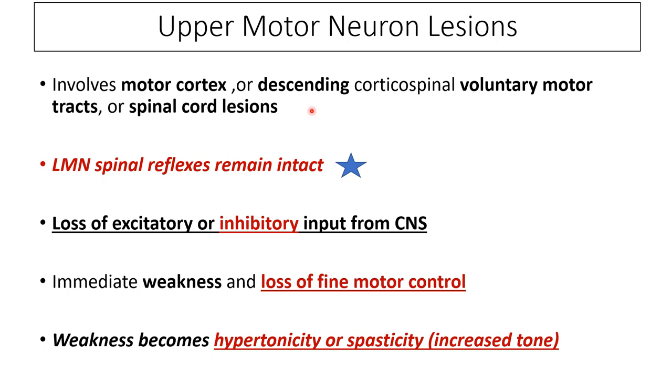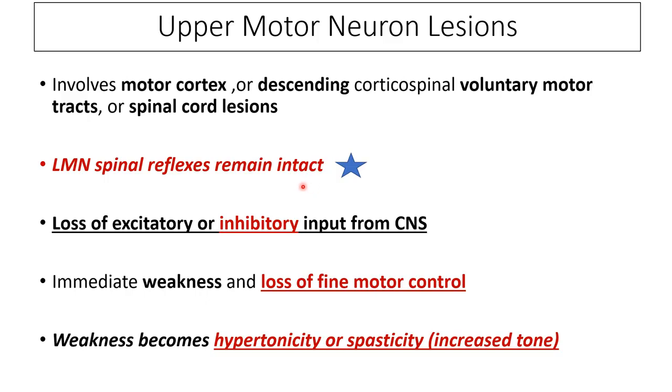So then when you have upper motor neuron lesions, there can be a problem in the motor cortex of the brain itself or anywhere along that descending corticospinal voluntary motor pathway. Okay, so into the spinal cord as well. If there's a spinal cord lesion affecting that descending corticospinal tract, then this will create an upper motor neuron lesion. Okay, an important point here is that the lower motor neuron spinal reflexes are still working.